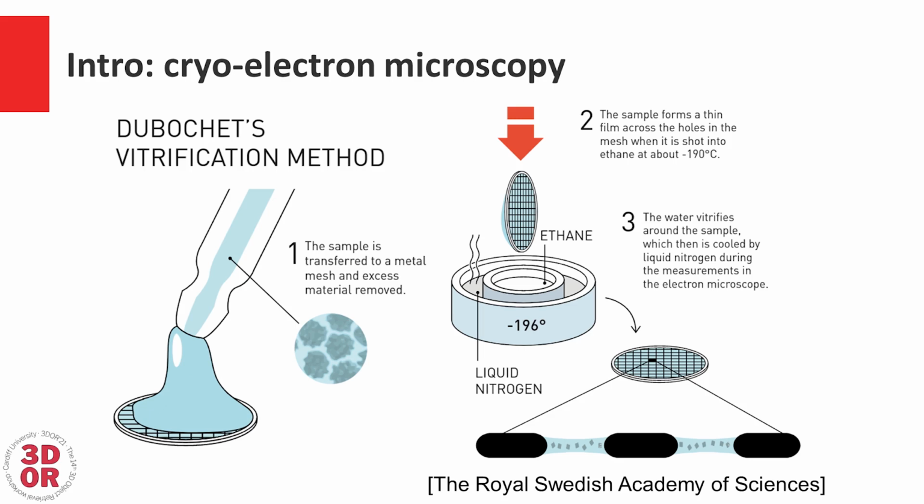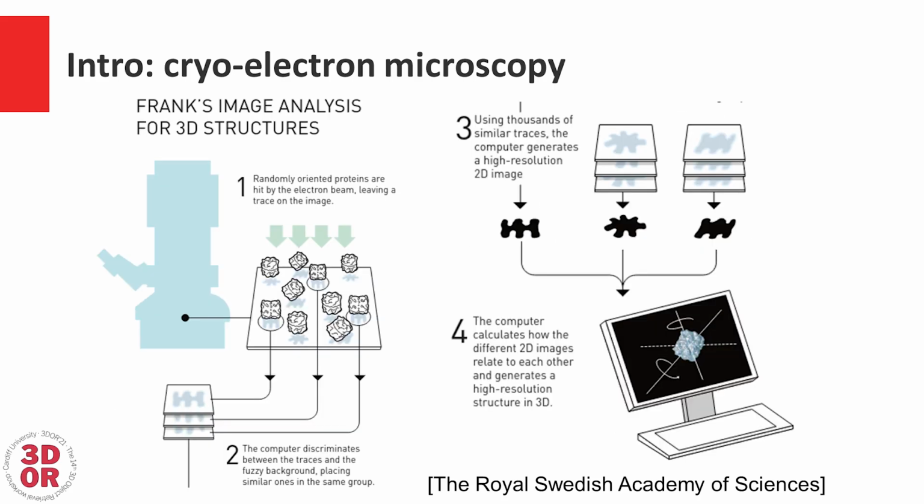structures in the sample. The second Nobel Prize winner is Joachim Frank, who proposed an image processing optimization method to obtain 3D structure from 2D images. If the obtained micrographs contain thousands of copies of the same particle at random orientations, it is possible to calculate how they relate to each other, match them, and create a high-resolution 3D model.